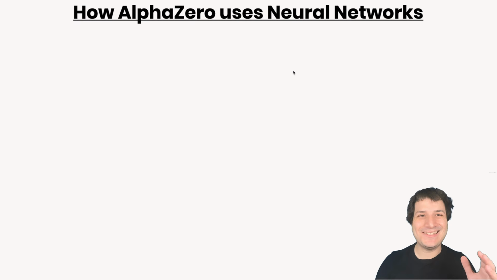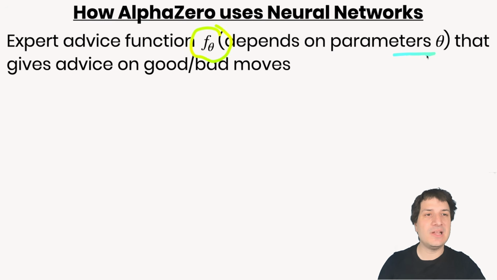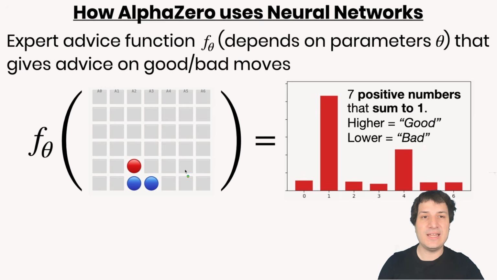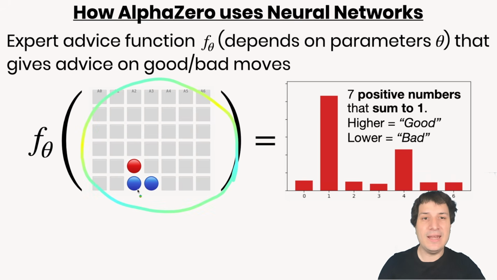So how exactly does AlphaZero use neural networks? Well, mathematically, what's going on here is we have a function that I call f sub theta, and it depends on some parameters theta, and this function will give us advice about which moves are good moves and which moves are bad moves. So to be more precise, our function is going to input positions that look like this. These are represented as arrays of integers inside the program, and it's going to represent a board position where there are some pieces on the board.